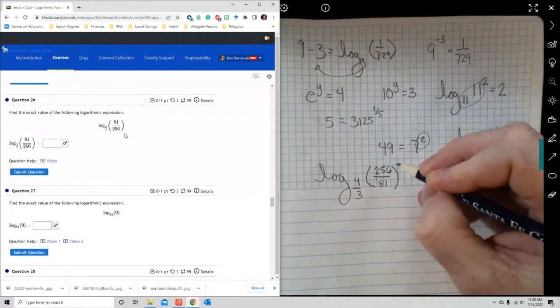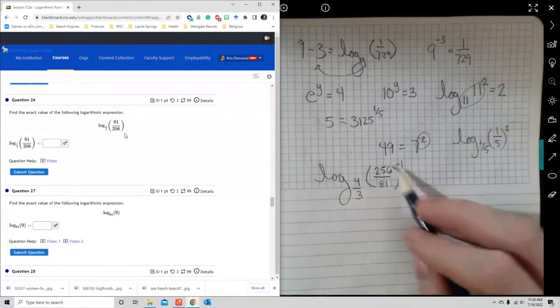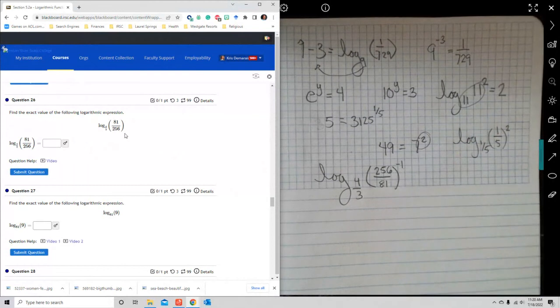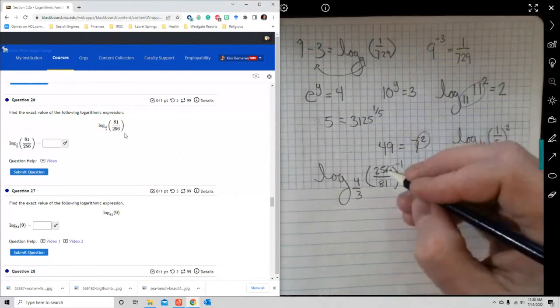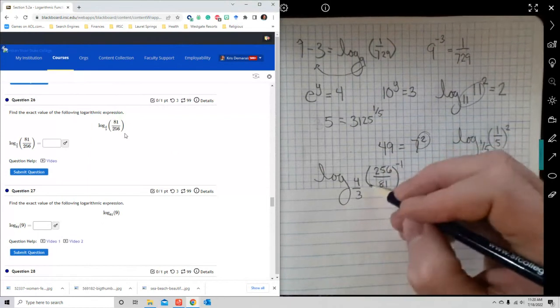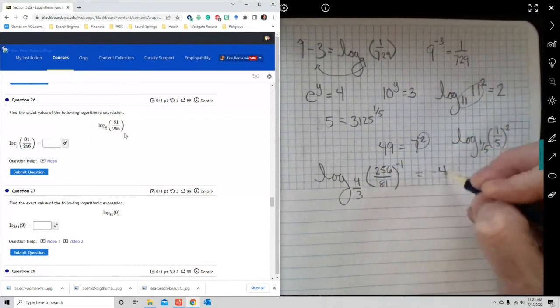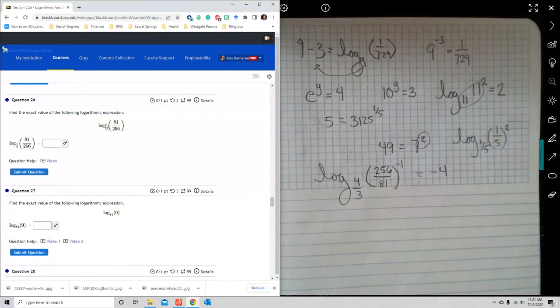Okay. But if we wanted to, we could simply put a -1 there, because all that does is reciprocate our fractions. The reason I want to do that is because I know 4 to the 4th power is 256 and 3 to the 4th power is 81. So my answer is -4. I could have done that mentally. I didn't even need to write it down, but I just did it for you guys.